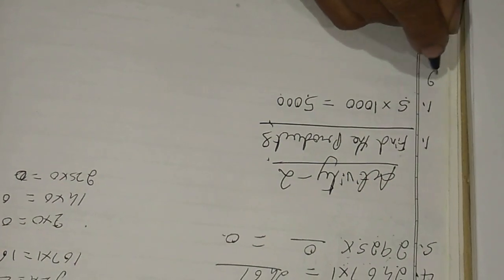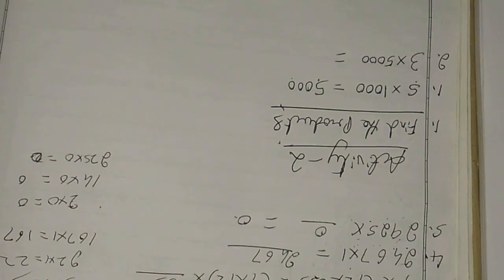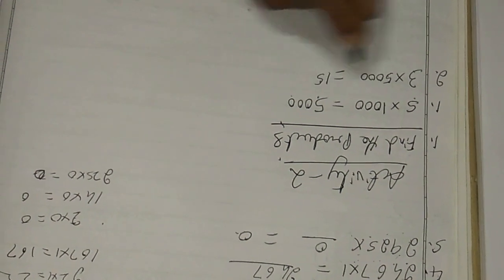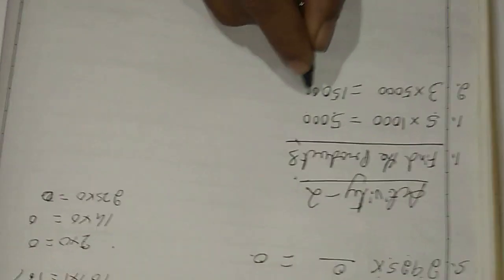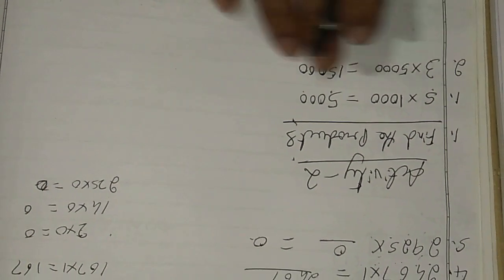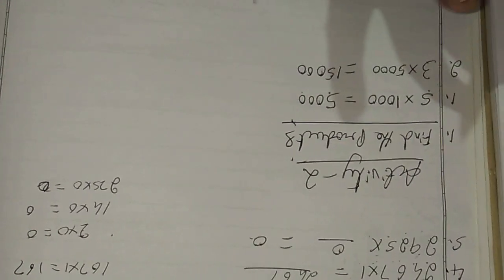So another sum I will do, 3 into 5000. Okay. You know that 3 5s are 15 or 5 3s are 15. How many zeros are there? 3 zeros. Okay. If the 0 is there, put it. Otherwise, if there is another number, you must not put zeros, children, only for 1000, 2000, 3000, 100, like that.